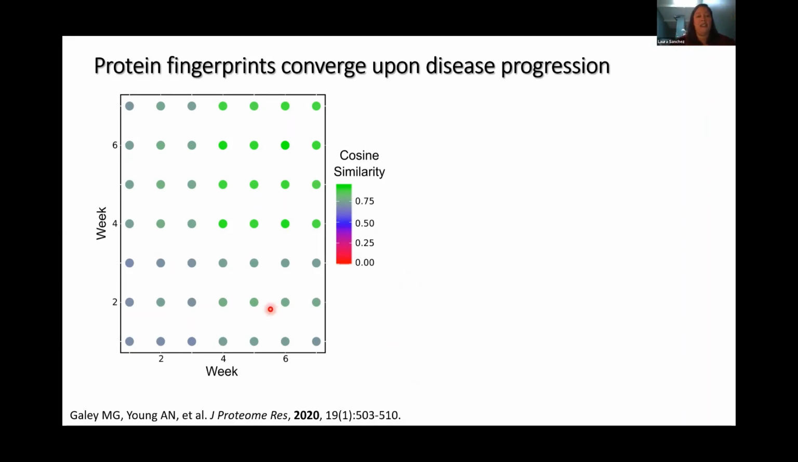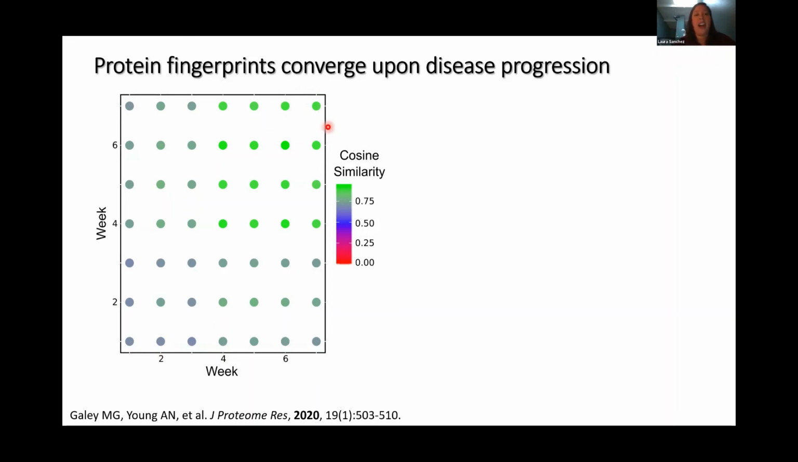When we did a very simple cosine similarity matrix plot, what we could see here is the weeks compared to one another, and we started with things that were similar across all 5 animals. At the end of the study, if we compare week 7 to week 7, you get a very high cosine similarity score. And just to remind everybody, a cosine score of 1 is very similar, 0 is dissimilar. So the higher the cosine similarity score, the more related the spectra are to one another.